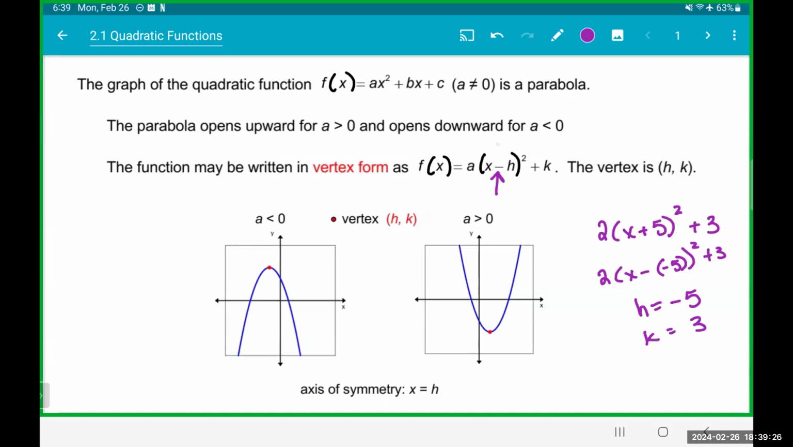Now, if I see the negative there, then it's just h. So if I had something like 2 times x minus 5 squared plus 3, then I'm already in vertex form. So in this case, h is equal to 5 and k is equal to 3. So my vertex would be 5, 3. Okay? Any questions on that?